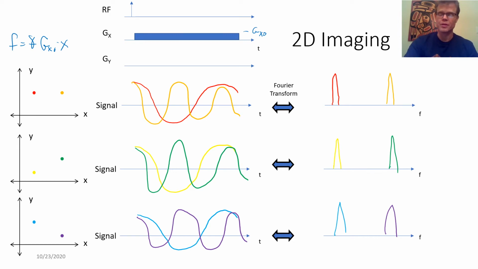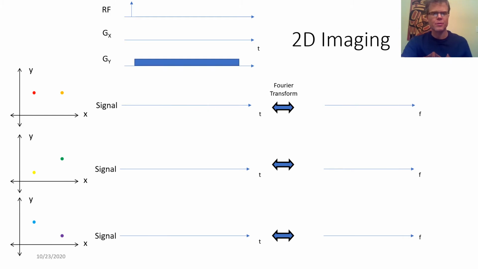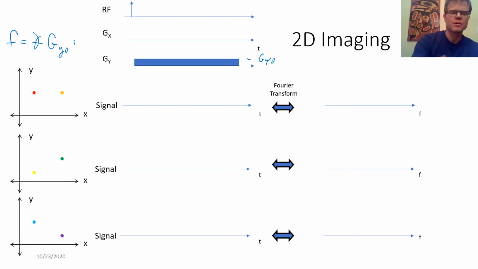So actually, one of the first ways this was tried and done, we're going to build up what's called the back projection technique, where you can say, well, okay, let's just apply a gradient on a different axis. Say here, gy, give it some amplitude gy naught, and now our frequency is going to change as a function of y position.